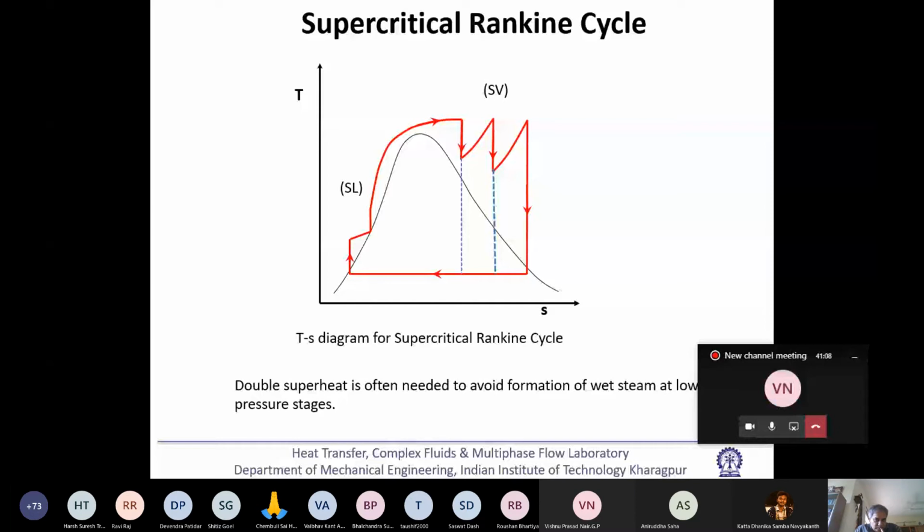So for this supercritical line, the boiler pressure has to continuously increase, right? No, boiler pressure will not continuously increase. Basically, the pressure increase takes place only in the pump. It's like an array of pumps, maybe 2-3 pumps, and they will go on increasing the pressure. And the boiler has only a constant pressure rating, so it will follow a constant pressure line.